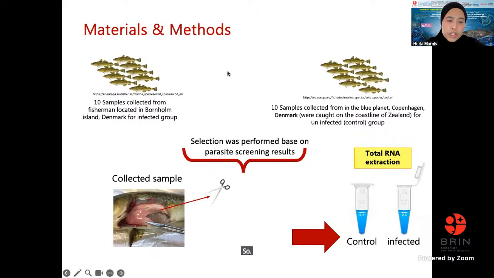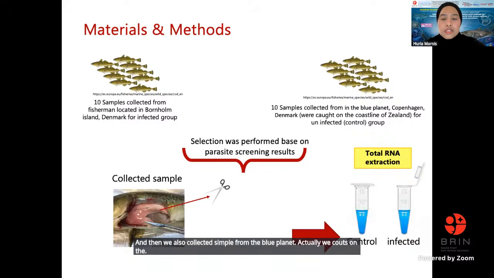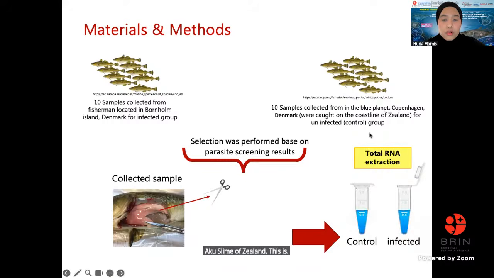We collected 10 samples from the Bornholm area for the infected group. We also collected samples from the coastline of Zealand, which is the control, or unaffected, group. We did the selection based on the parasite screening results, and then we took the liver from all of those fish and extracted the total RNA, either for control or for infected fish.